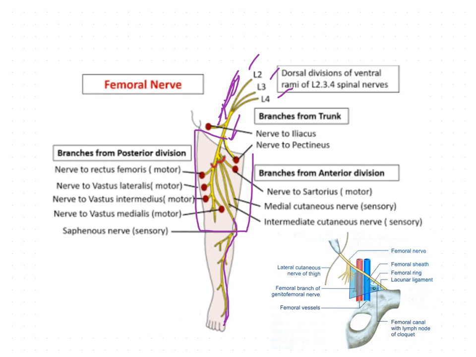After passing downwards between the psoas major and iliacus muscle, the nerve enters the thigh behind the inguinal ligament. Here you can see the inguinal ligament. Behind the inguinal ligament, it enters into the thigh, and it is present lateral to the femoral sheath. It is not a content of the femoral sheath.